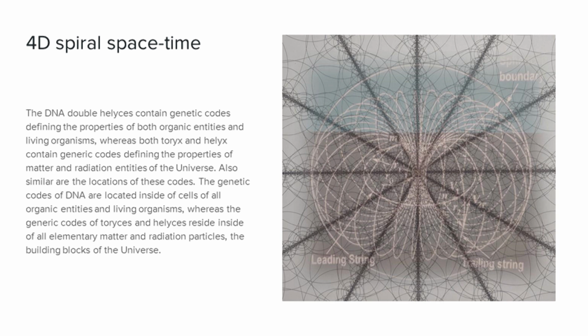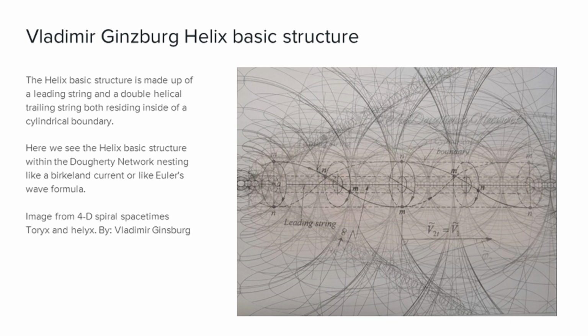You've got 4D spiral space-time. Once you start adding the toroid to it and the work of Vladimir B. Ginzburg, then you start getting into what's really happening. Vladimir B. Ginzburg and the helix-based structure. Once, like I said, you get into Vladimir B. Ginzburg, then you really start to figure out what's going on. But it's extremely math-heavy, his latest book.